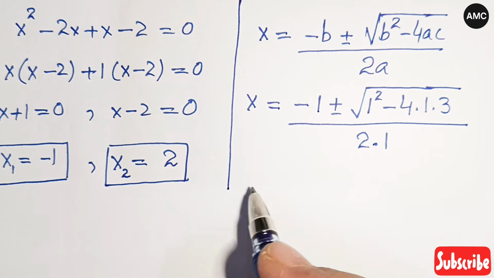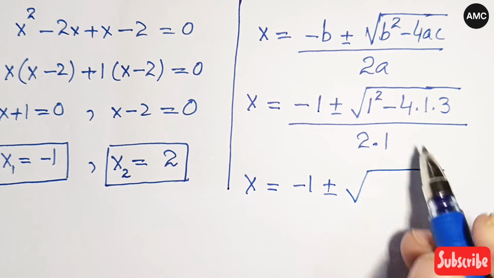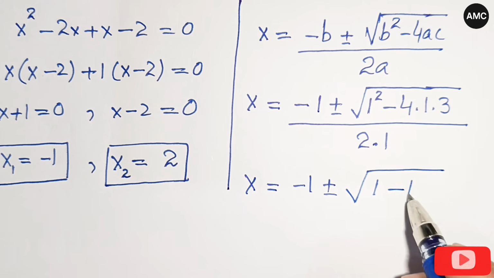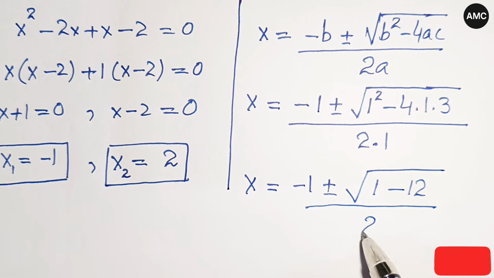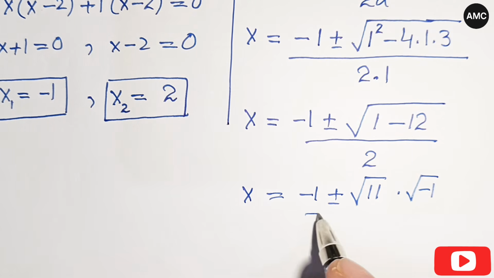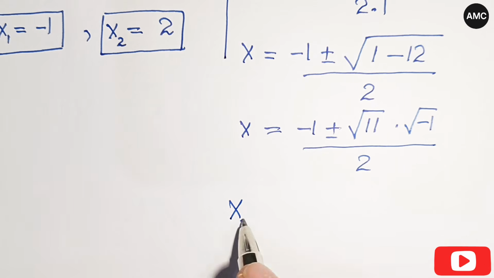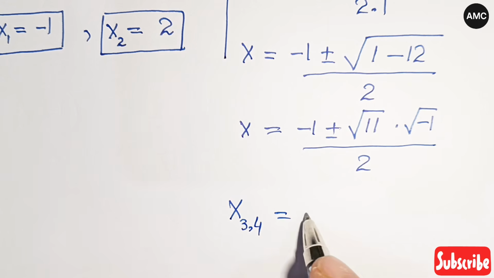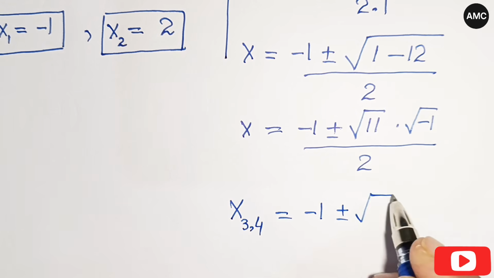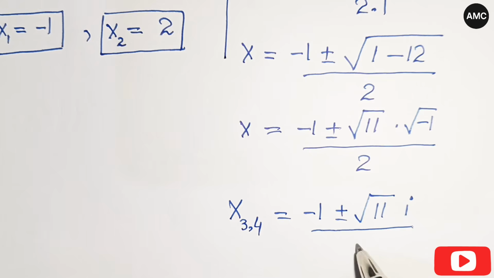Here we have x is equal to minus 1 plus minus square root of 1 squared is 1 minus 12 all over 2. So x is equal to minus 1 plus minus square root of 11 times square root of minus 1 all over 2. So we have the values of x, which are x3 and x4, equal to minus 1 plus minus square root of 11i, because we know that square root of minus 1 is equal to i, all over 2.